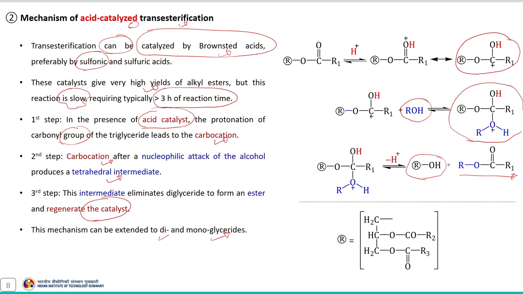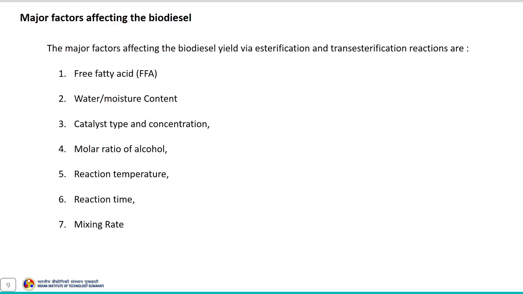So, after understanding the mechanism of the transesterification process with alkali and acid catalysts, let us discuss the factors affecting the biodiesel process, which include free fatty acid content of the raw material, water, or we can say the moisture content of the feed material, catalyst type and concentration, molar ratio of alcohol, reaction temperature, reaction time, and mixing rate.